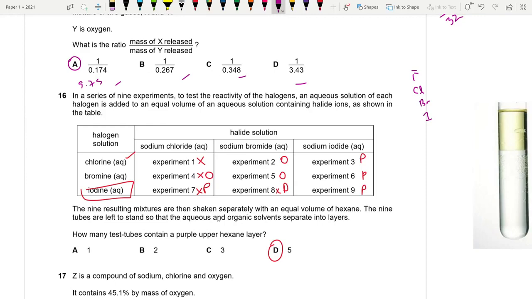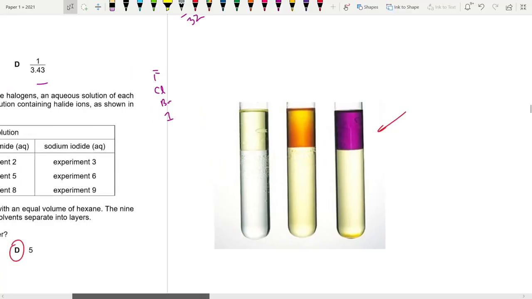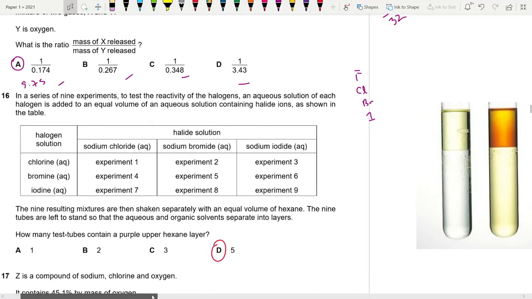So for example, chlorine can oxidize bromide and iodide, but it can't oxidize fluoride. So hear me out. Let's do this. The answer is D here. This is what it looks like when the halogen is dissolved. The right one is iodine, then bromine, and then we have chlorine.